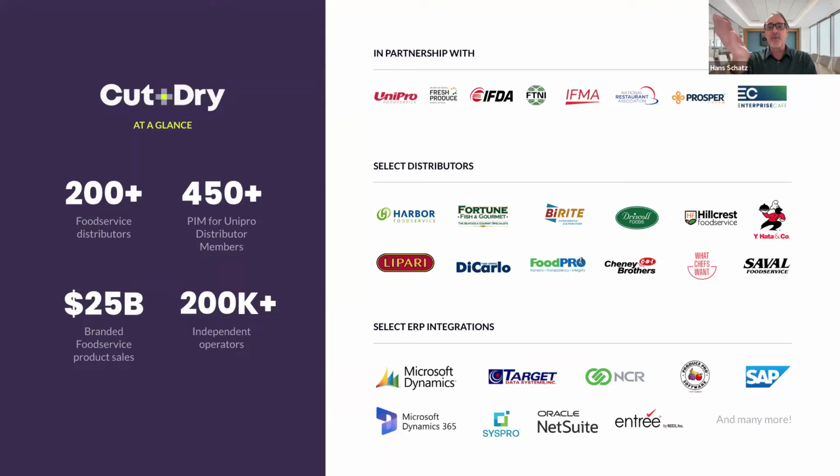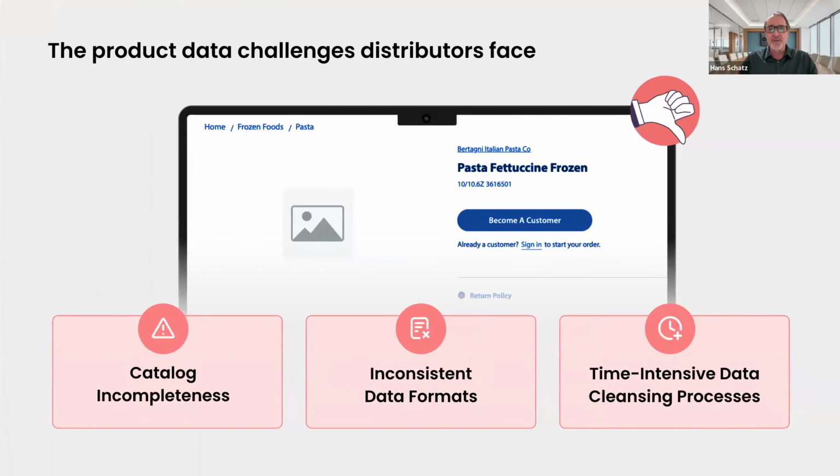And then we have really strategic partnerships. I won't read all these to you, but you can see them: industry allied partners, some of our select distributors, you can see their logos. And then we do integrations with ERP companies, which is the underpinning that drives all of this, that we integrate with, that give those distributors' customers that Amazon-type shopping experience. So that's Cut+Dry, a really quick introduction if you're not super familiar with us.